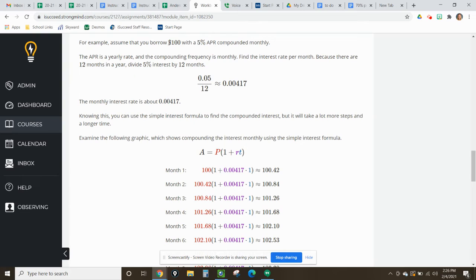This one says, assume you borrow $100 with a 5% APR, annual percentage rate, compounded monthly. So they tell you that APR is a yearly rate, and the compounding frequency is monthly. So to find the interest rate per month, since there's 12 months in a year, we're going to take the 5% and divide by 12. So we're going to do that, but with the numbers that you had.